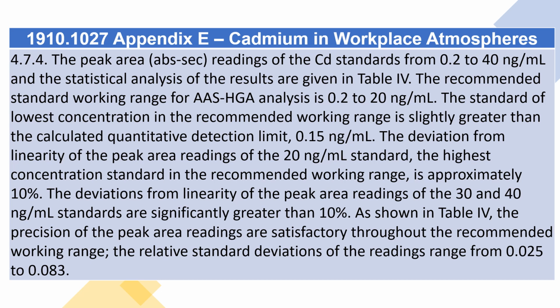nanograms per milliliter. The deviation from linearity of the peak area readings of the 20 nanograms per milliliter standard, the highest concentration standard in the recommended working range, is approximately 10%. The deviations from linearity of the peak area readings of the 30 and 40 nanograms per milliliter standards are significantly greater than 10%. As shown in Table 4, the precision of the peak area readings are satisfactory throughout the recommended working range. The relative standard deviations of the readings range from 0.025 to 0.083.